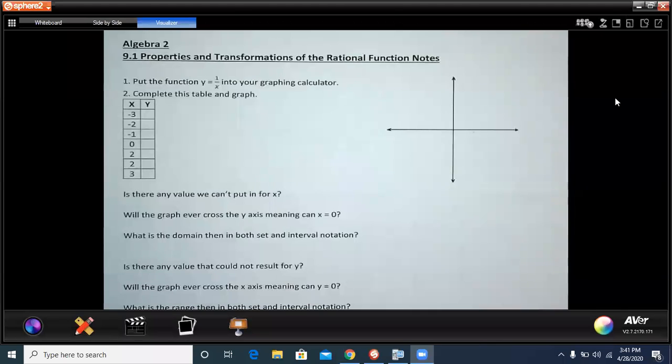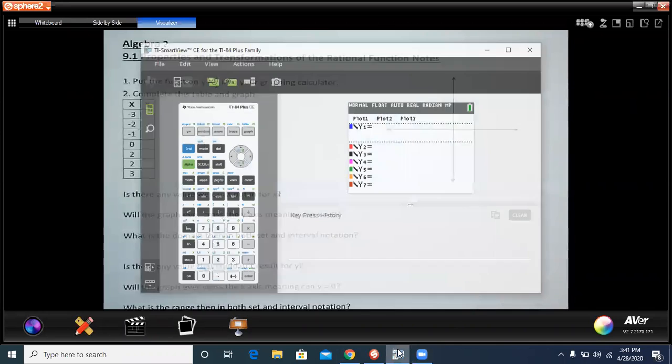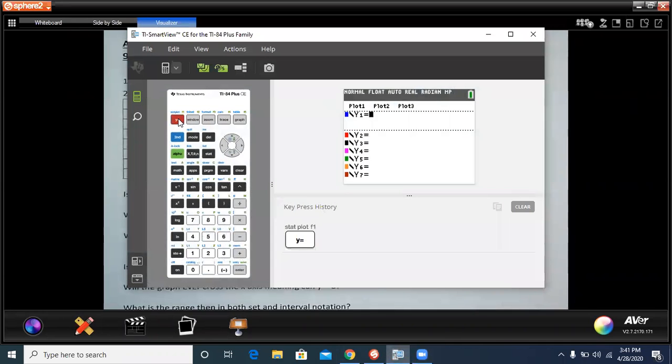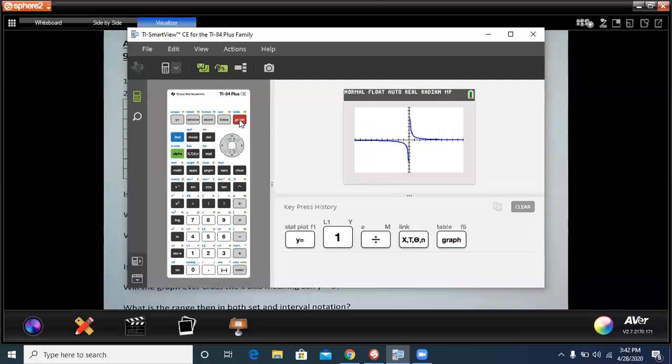Okay, so for this next lesson, we are going to be talking about transformations and the graphs of rational functions. So the first thing they tell us to do is to put the function y equals 1 over x into our graphing calculator, and we're going to fill in this table and graph. So we'll go into our graphing calculator, go to y equals, and type 1 over x, and graph it.